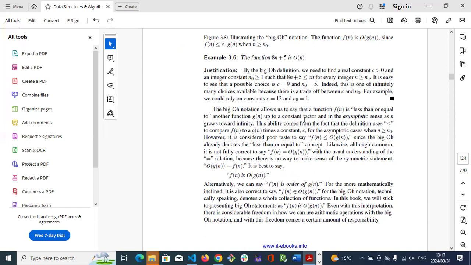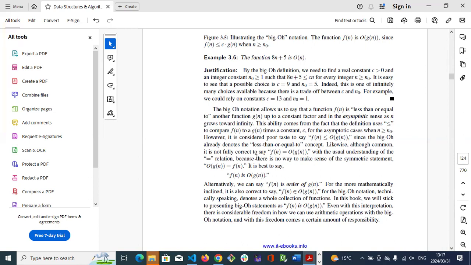Big O notation allows us to say that a function f of n is less than or equal to another function g of n, up to a constant factor, in an asymptotic sense as n grows to infinity. This ability comes from the fact that the definition uses less than or equal to, comparing f of n to g of n times a constant. Remember, we said Big O analyzes the worst case scenario. So that's why it uses less than or equal to.